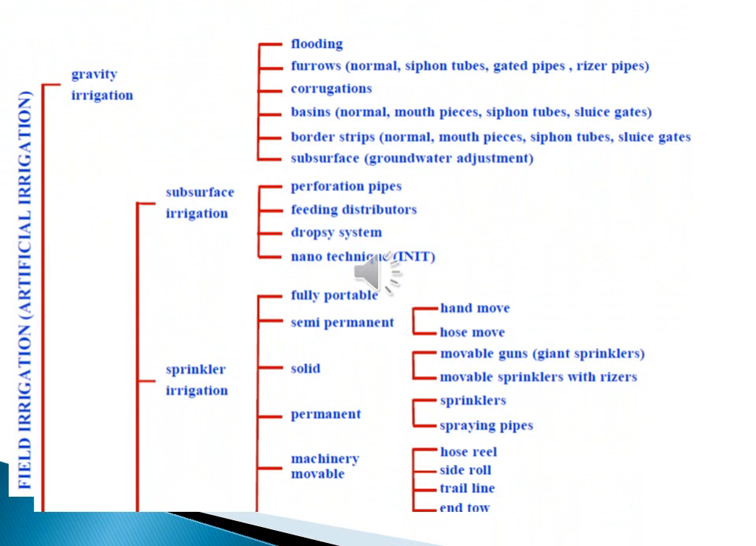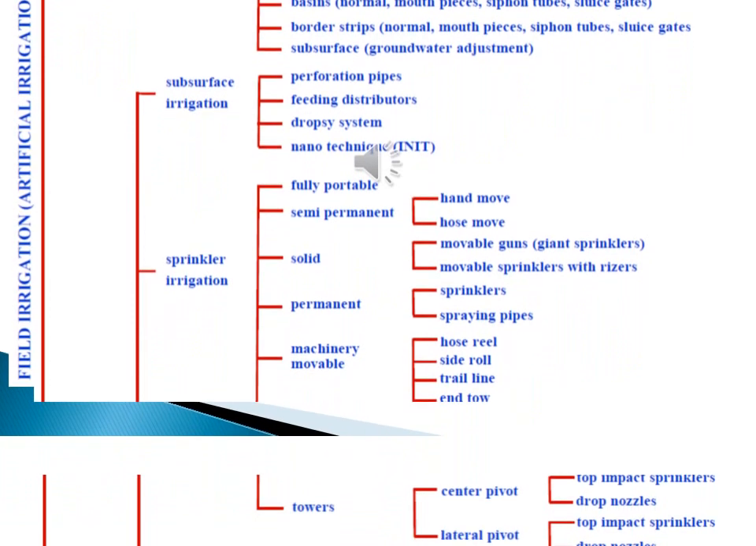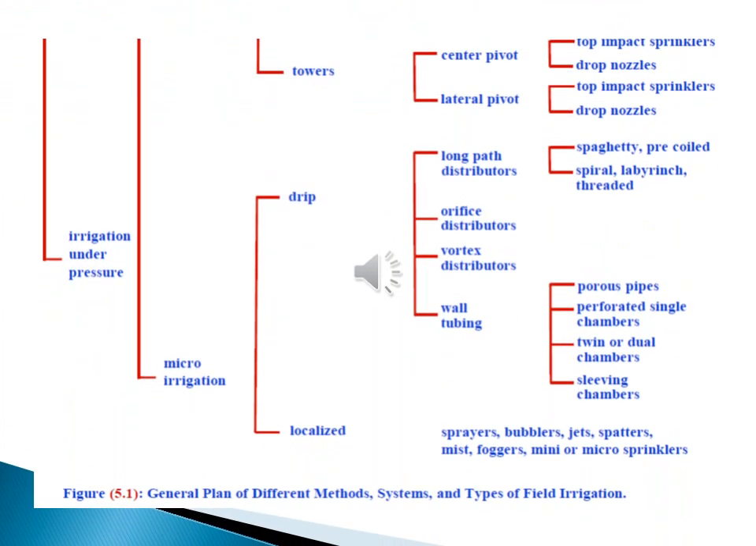Figure showing the general plan of different methods, systems, and types of field irrigation. Take into consideration that field irrigation methods are divided into two main categories, known as gravity irrigation and irrigation under pressure. Each category is also divided into subcategories as shown in front of you. Look, my dear, the rest of the previous figures are very important and we will discuss them in detail later.